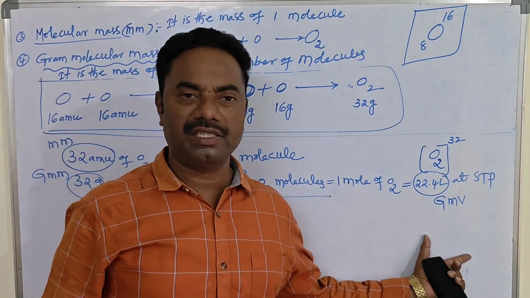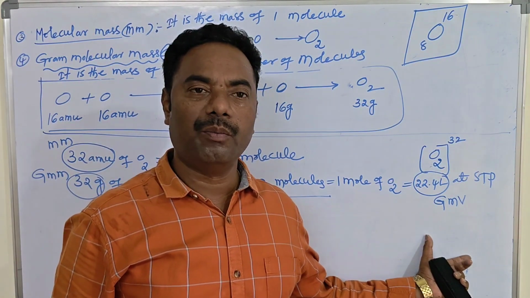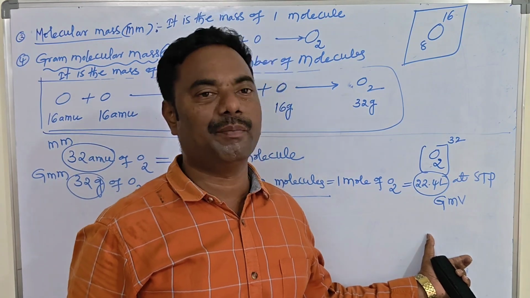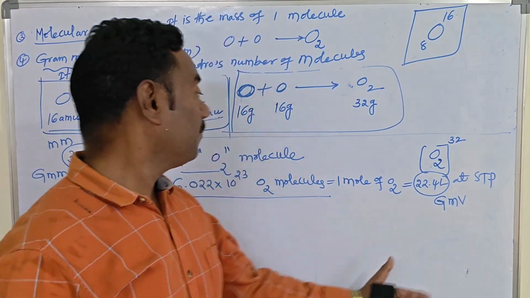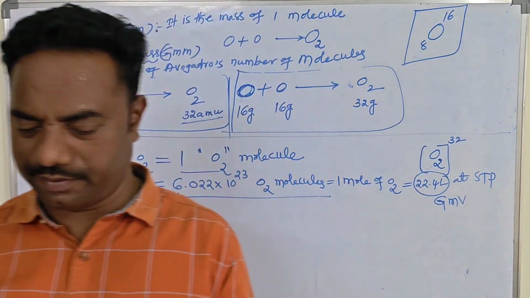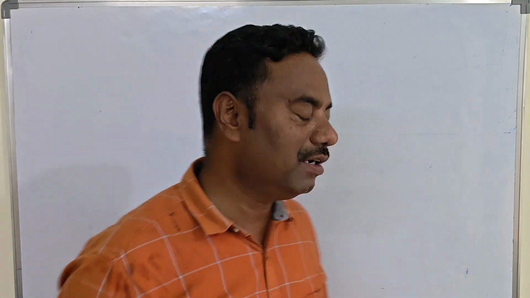Gram molar volume means it is the volume which is occupied by 1 mole of any gas, whether it is in atomic state or in molecule state. Okay, I want to discuss some problems related to this. One more example I want to explain related to molecular mass and gram molecular mass.